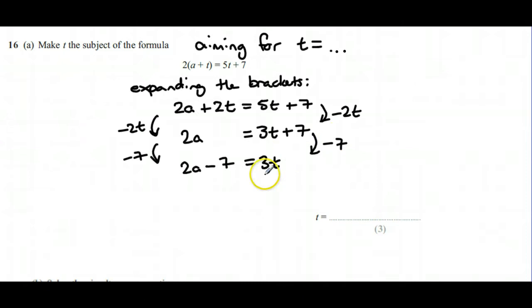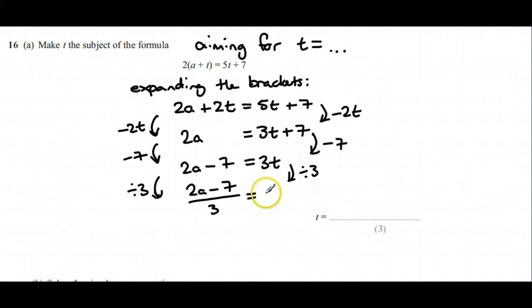Okay, we're getting closer now. That t is almost by itself. At the moment there's 3 lots of t. I don't want 3 lots, I just want 1. So I'm going to need to divide it by 3. And we've got 2a minus 7. If I divide that by 3, the easiest way to write that algebraically is just to put it all over 3. And if I divide by 3, it just means I've got 1t instead of 3. And there we have it.